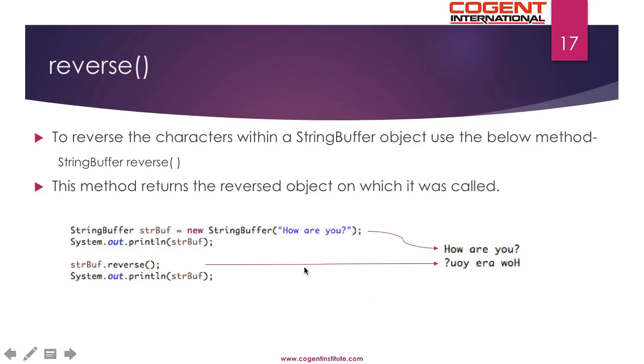Let's look at an example. We have a StringBuffer object created by passing in the string literal "how are you?", and it is assigned to a reference variable strbuff of type StringBuffer. So when we print the value of strbuff, here's its value, "how are you?". We invoke the reverse method on this reference variable and then print the value of the StringBuffer object. In this case, its value is the reversed form of "how are you?"